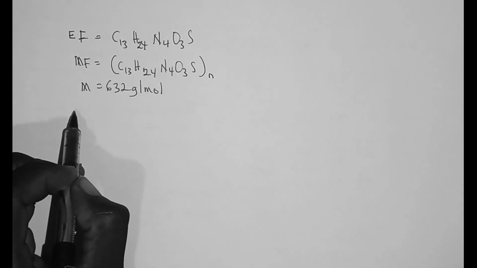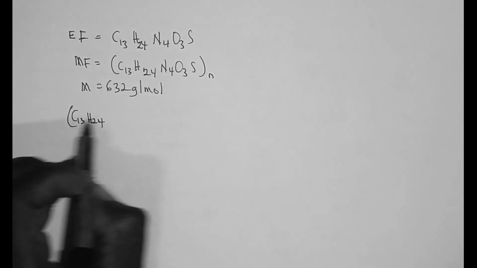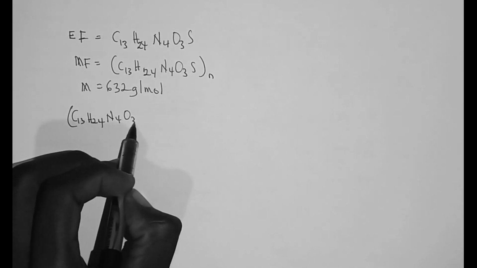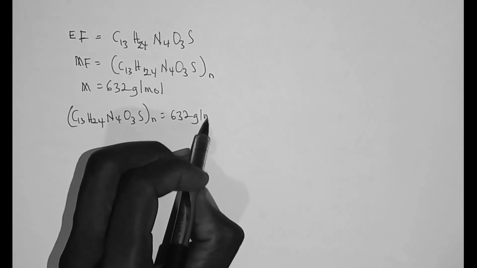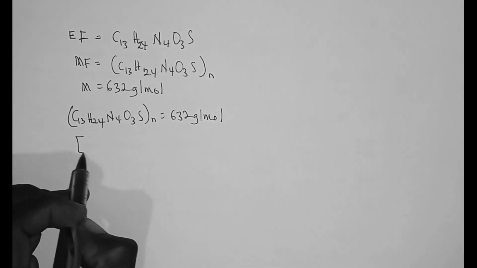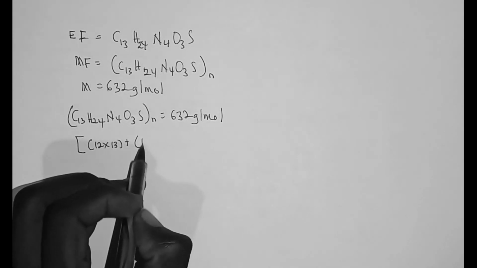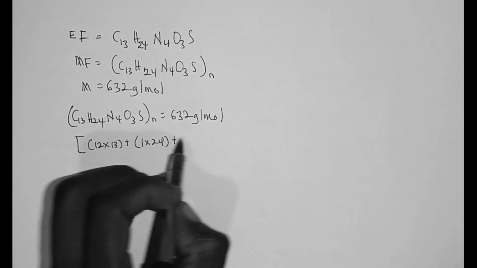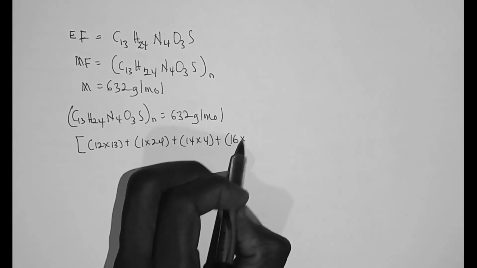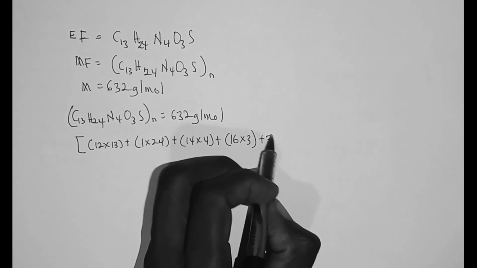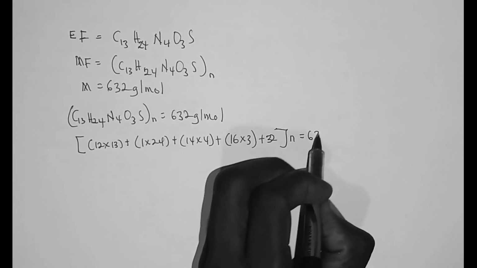So that is C13H24N4O3S times n is equal to 632 grams per mole. So carbon is 12, 12 times 13, plus hydrogen is 1 times 24, plus nitrogen 14 times 4, plus oxygen 16 times 3, and plus sulfur, which is 32, times n is equal to 632.